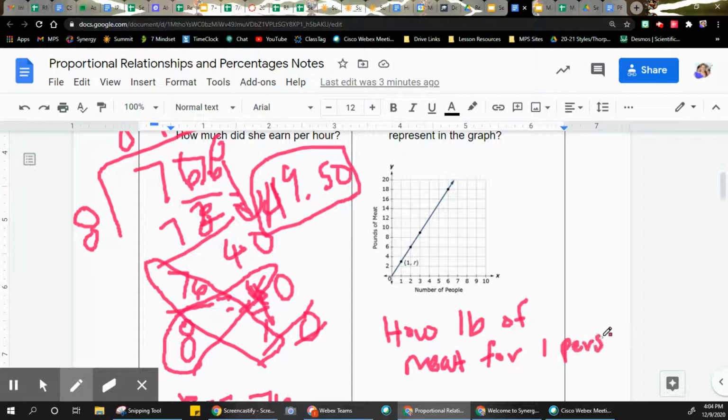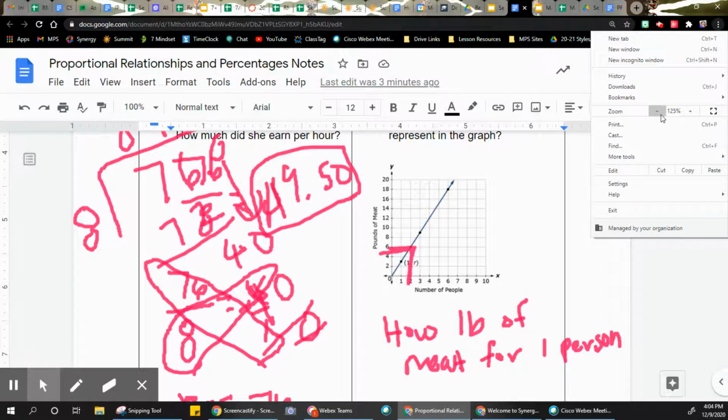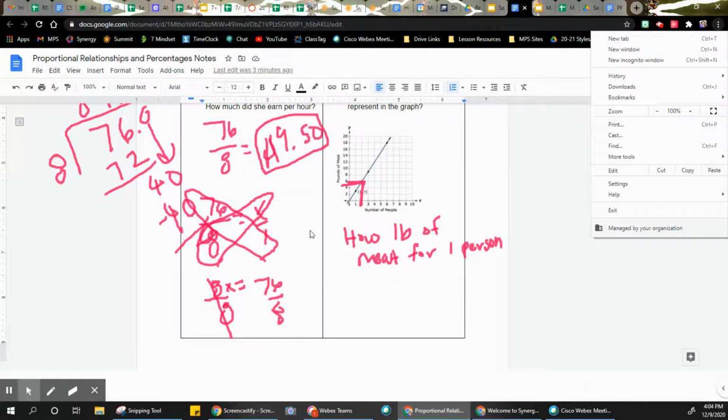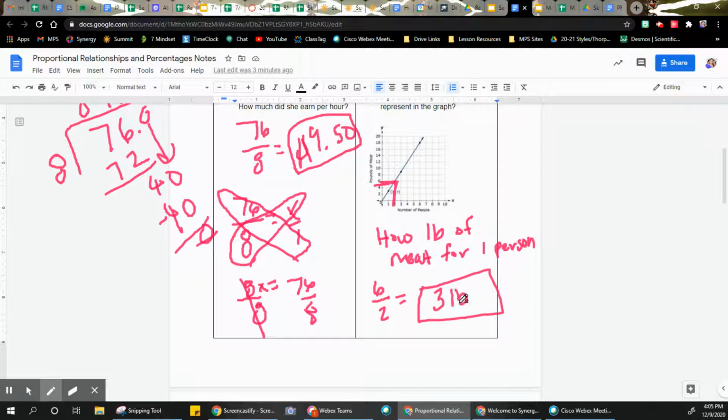And if we wanted to calculate that, we could do that. I'm going to zoom back out. We can see that 2 people is 6 pounds of meat. So let's calculate that to figure out what the number would be. It's how many pounds of meat for one person. So now let's calculate it. That's 6 over 2. 6 divided by 2 is 3. So it's 3 pounds of meat for one person. So that's 3 pounds.